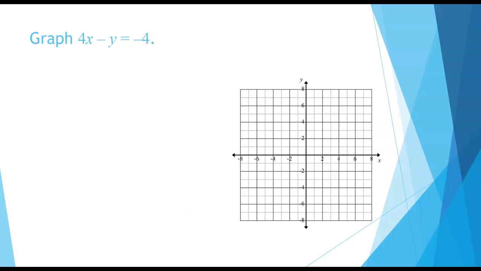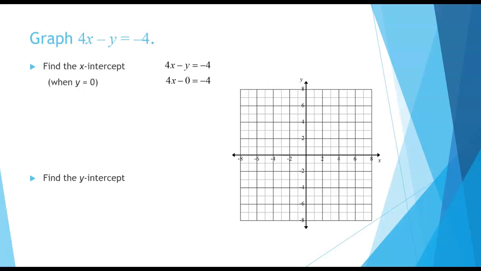We have 4x minus y equals negative 4. So again, this is an example of standard form. To graph by standard form, we find the x-intercept and the y-intercept. The x-intercept is when y equals 0. So you're going to find a point on the x-axis. So we're going to start in standard form. I'm going to substitute 0 for y. Well, 4x minus 0 is just 4x.